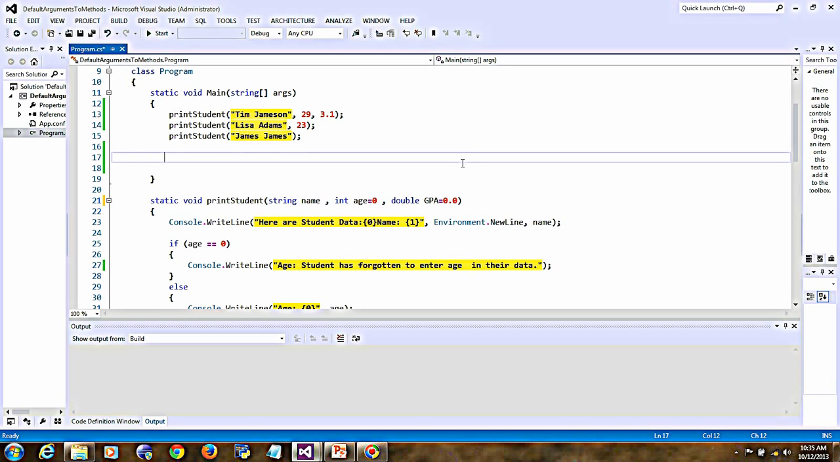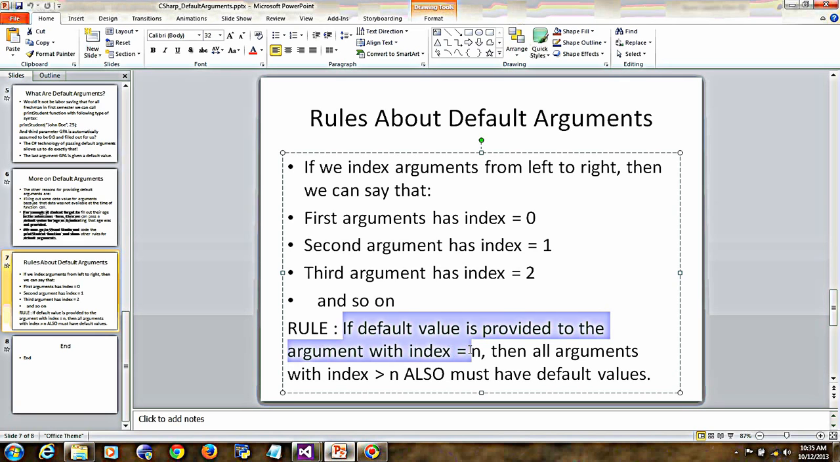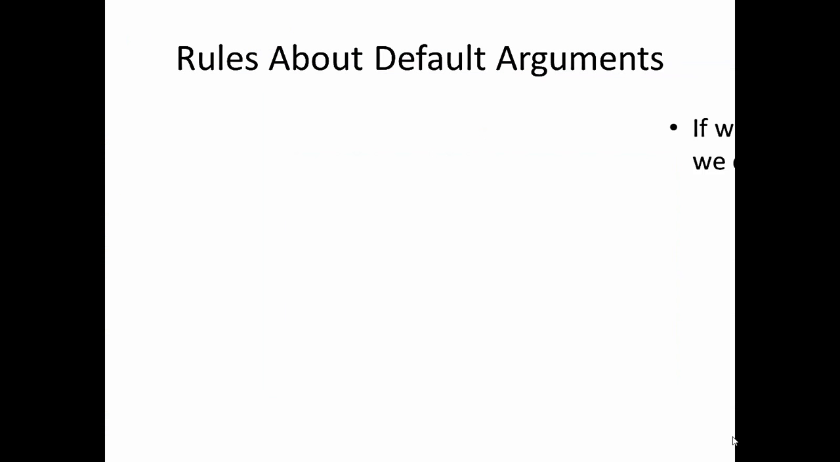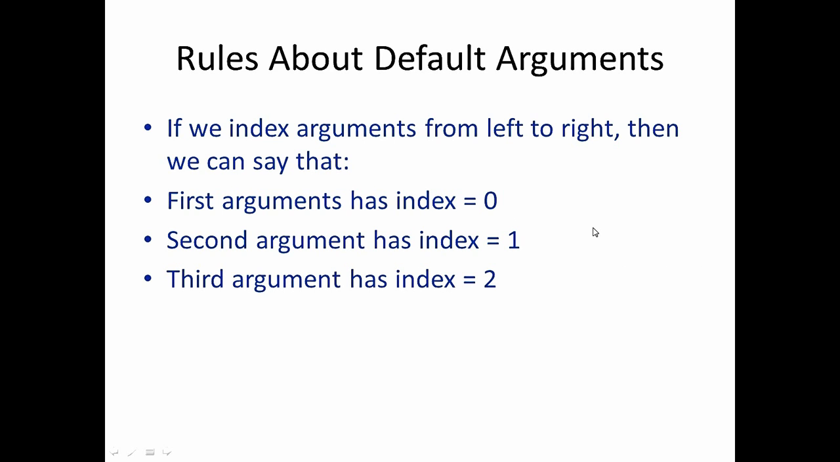Okay, and that's pretty much the story of default arguments passed to methods in C#. Okay, so the rule is, if a default value is provided to the argument with index n, then all arguments with index greater than n should have a default value as well. Okay, and that's the end. If we index arguments from left to right, then we can say, actually we already covered that, so that's the end.